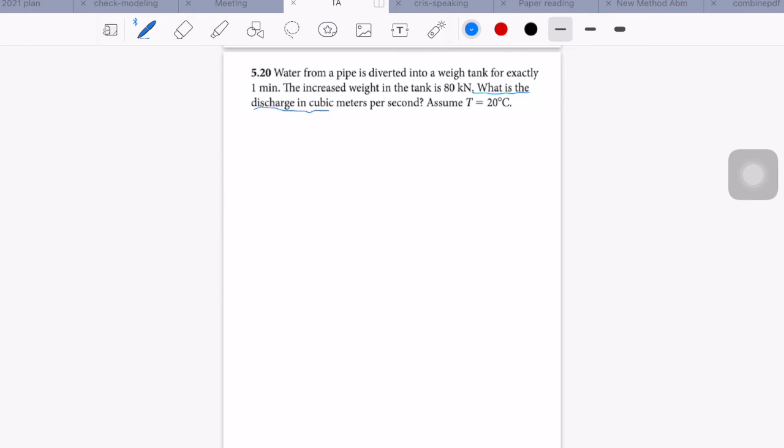For the last problem, we also need to determine the discharge in cubic meters per second. And the definition of discharge is a volume divided by the time. So Q should be equal to the volume divided by delta T. And we know the volume can be equal to the weight divided by gamma. So we can get that Q should be equal to the weight divided by gamma times delta T.